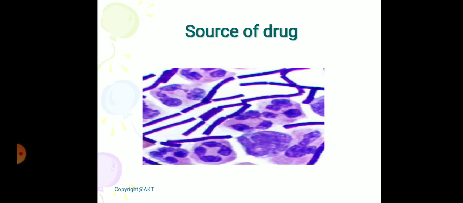Another source is microorganisms. A classical example is penicillin. You know, penicillin is obtained from Penicillium notatum, but commercially it is obtained from Penicillium chrysogenum. That is a classical example of a drug obtained from microorganisms.